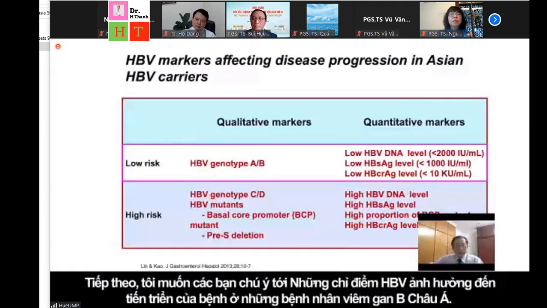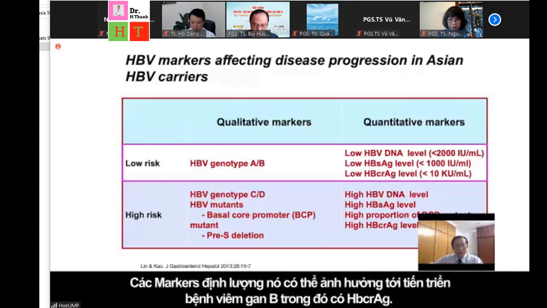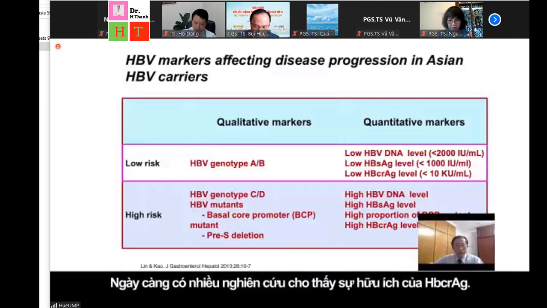Therefore, I would like to draw your attention to some quantitative HBV markers that may affect the disease progression in Asian HBV patients. For example, the HBV DNA, quantitative surface antigen, and the hepatitis B core-related antigen level. More studies will come to show their clinical usefulness.